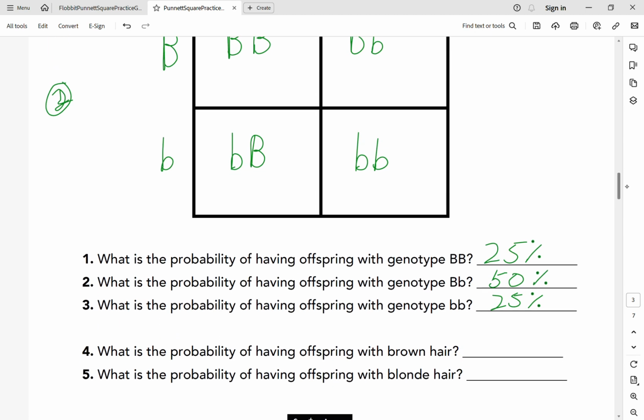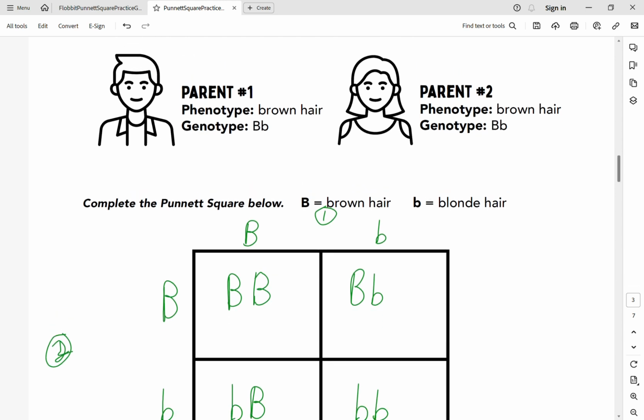So if we look at question number 4, what is the probability of having an offspring with brown hair? Okay, so based on the parents, they both have brown hair, which suggests that the capital B is the dominant brown. Because if you have a dominant and a recessive, it's the dominant that gets expressed in the genotype. The recessive gene does not get expressed.